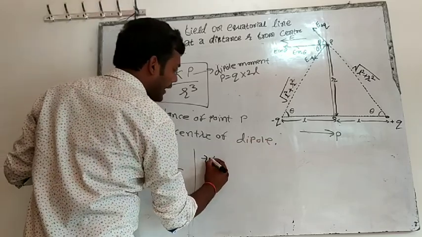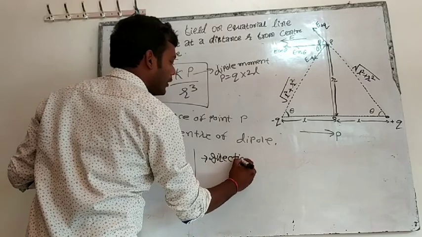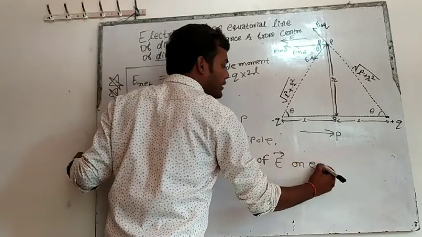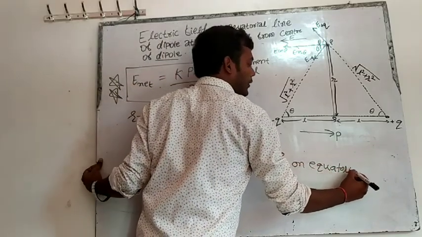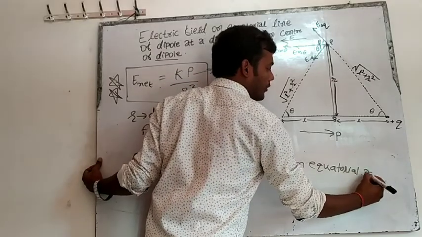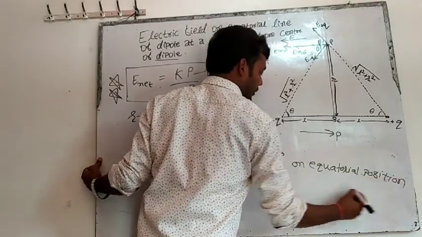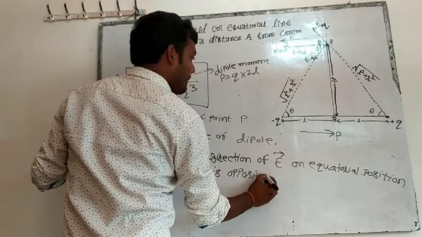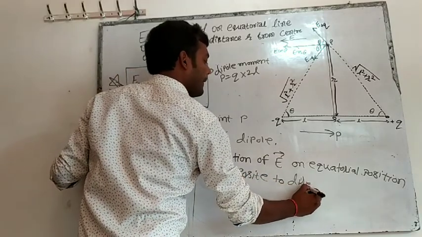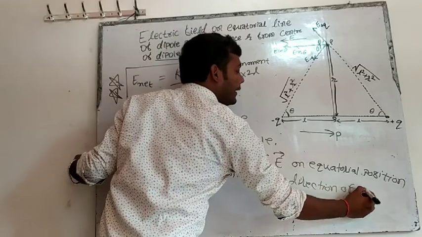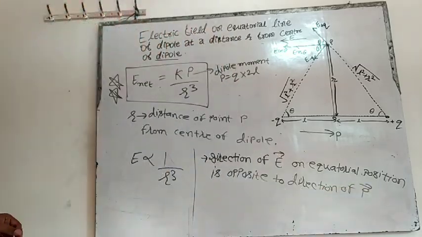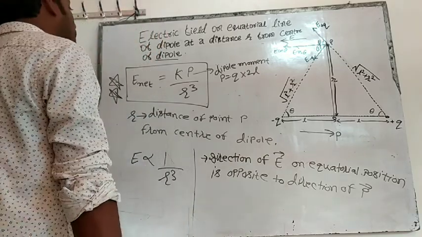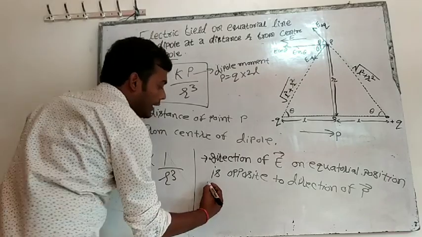So write it: direction of electric field vector on equatorial position is opposite to direction of P. So the directions of E and P are opposite to each other, they go in reverse. Clear?